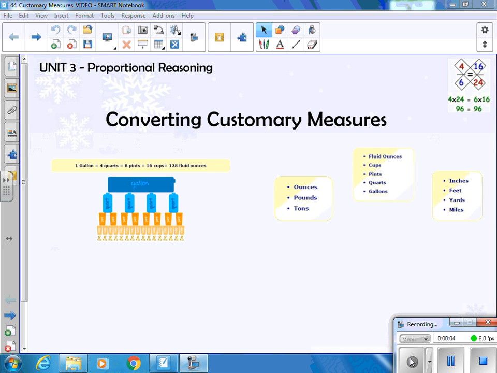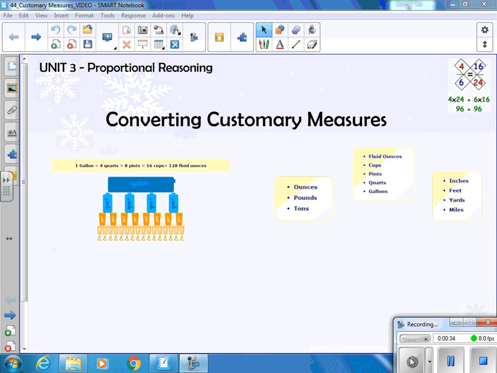Today we're going to continue our proportional reasoning by converting customary measures. We have two ways of measuring things. We have customary, which is what we use in America: gallons, quarts, pints, cups, ounces, and also inches, feet, yards, and miles. If you go over to Europe or South America or some other country, they use the metric system, which is what you use in science, with centimeters, meters, decimeters, kilometers, and all that stuff.